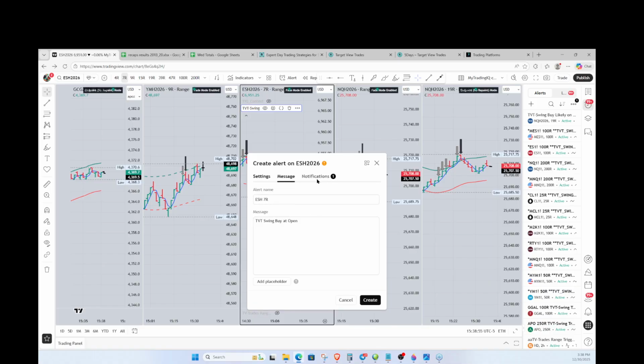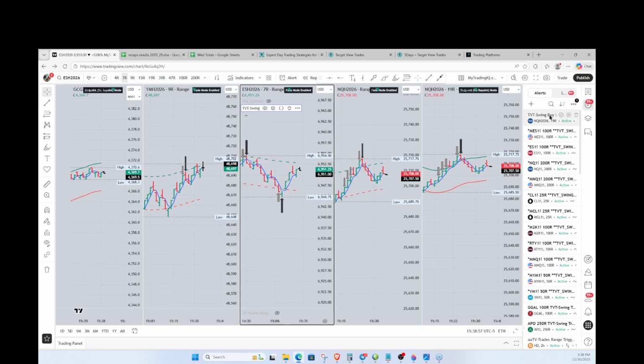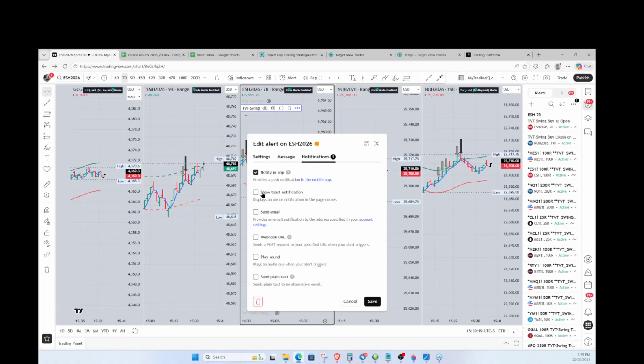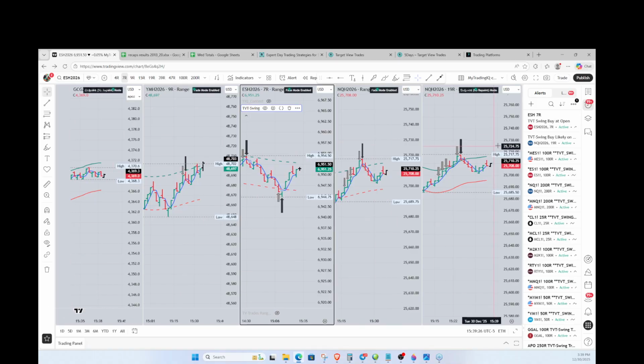Alright, and here's the message that you do, and then you just hit create, and it's going to create it right up here. Okay, there it is. ESH 7 range, and it's active. So what it's going to do right now is whenever I get a black arrow that points up, it's going to give me an alert. Now I don't remember exactly how I set up the alert. I said notify the app. Okay, so I can change it right here too. I can do notify toast application, so it'll pop up over here on the side when we get a black arrow pointing up, and that's on the ES.